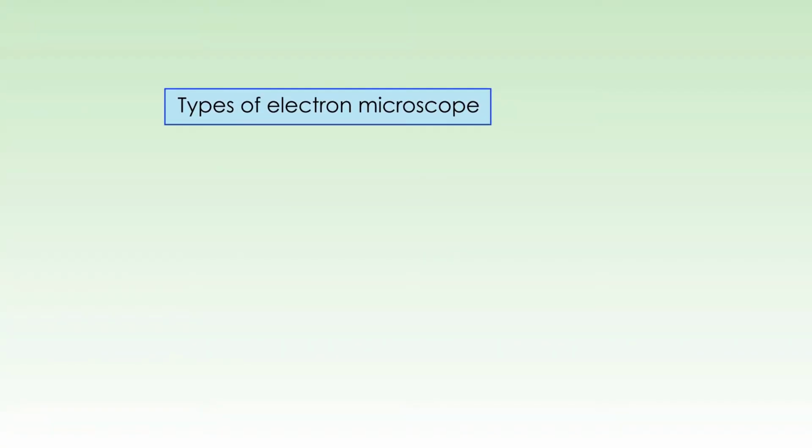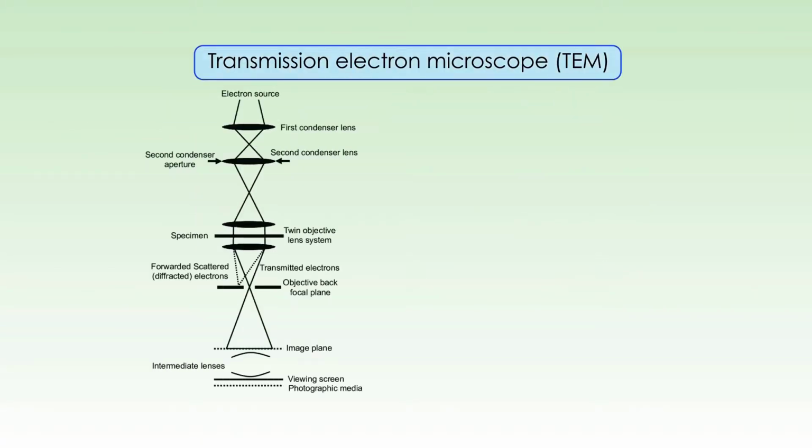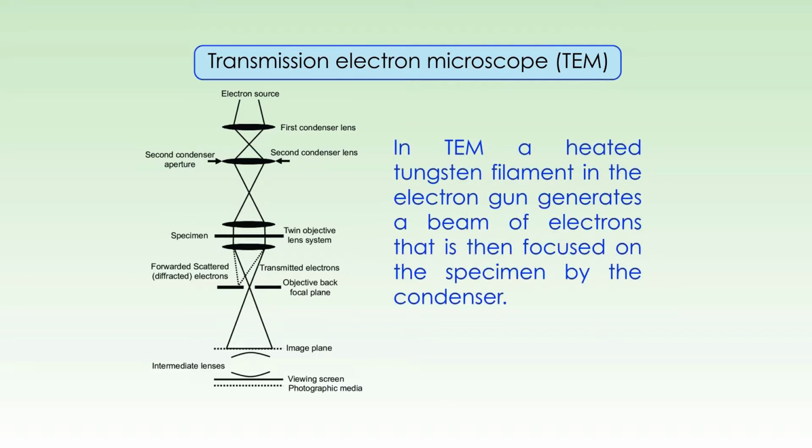There are two major types of electron microscope, that is the transmission electron microscope and the scanning electron microscope. First we'll see the transmission electron microscope. In the transmission electron microscope, a heated tungsten filament in the electron gun generates a beam of electrons that is then focused on the specimen by the condenser.